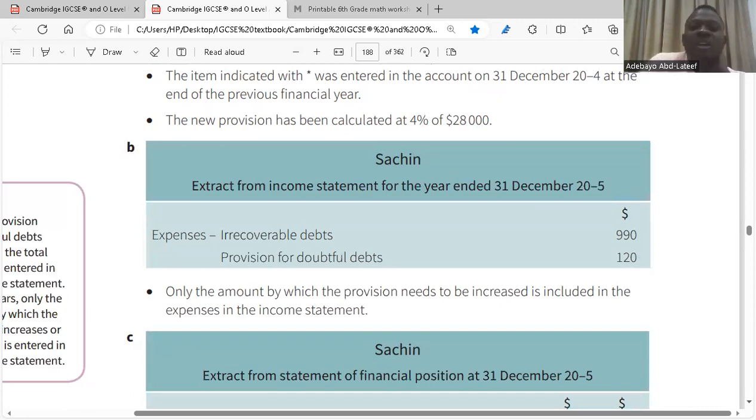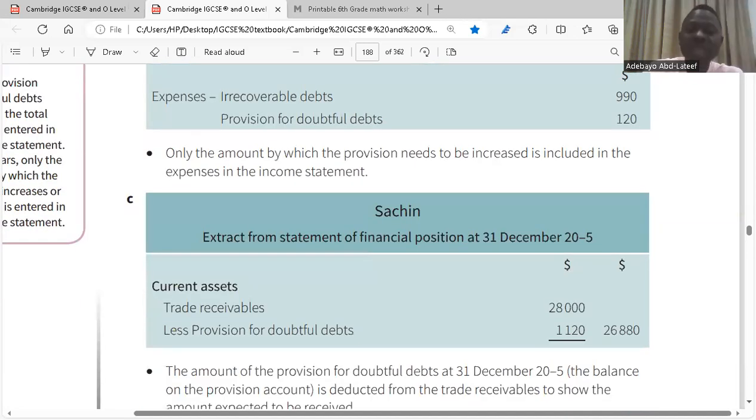So your income statement will have irrecoverable debt of 990, provision for irrecoverable debt of 990 and provision for doubtful debt of 120. The difference between 1,000 and 1,120. That is what you write in your income statement, which is 1,110. Is it clear? Yes.